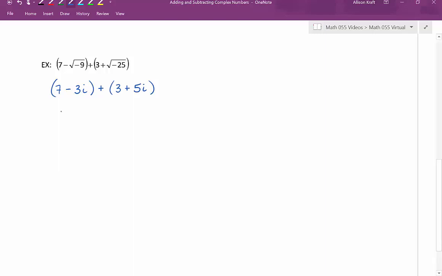We're adding, so we just drop our parentheses and then combine like terms. Real numbers and imaginary numbers. 7 plus 3 is 10. Negative 3i plus 5i is 2i.